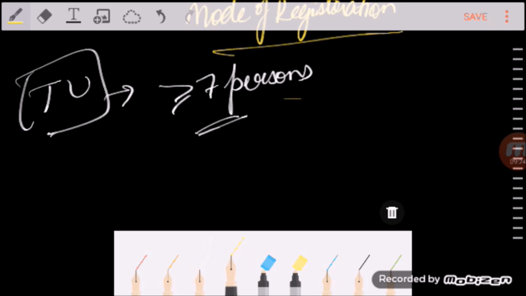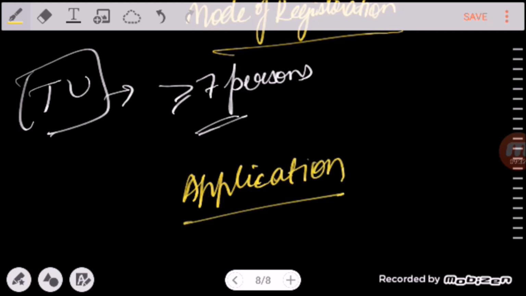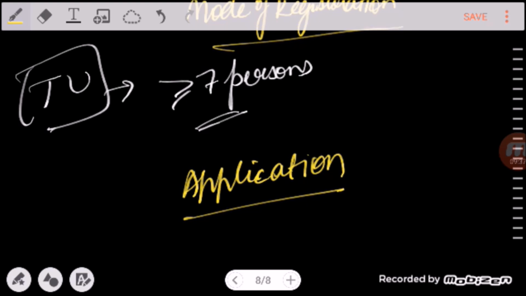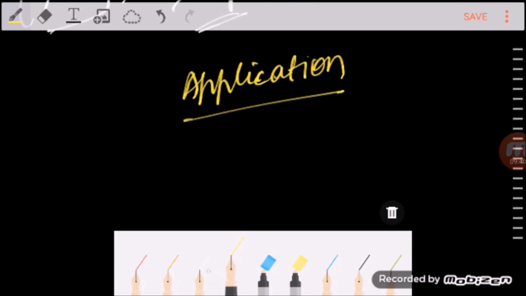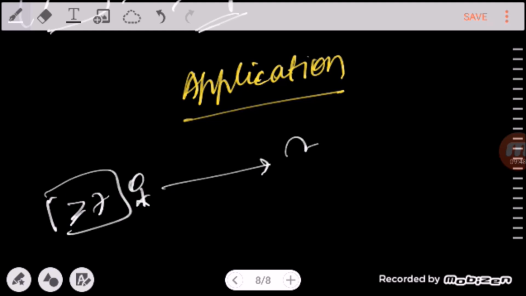Application for registration. Every application for registration of a trade union shall be made to the registrar. So these 7 or more persons make an application to the registrar. Every application for registration of a trade union shall be made to the registrar and shall be accompanied by a copy of rules of the trade union.